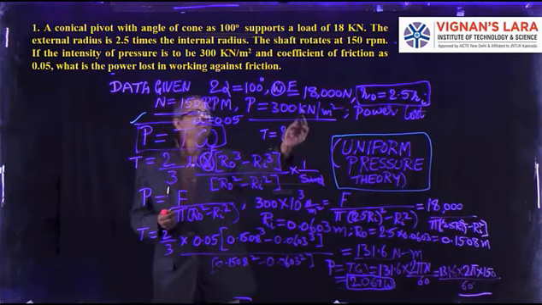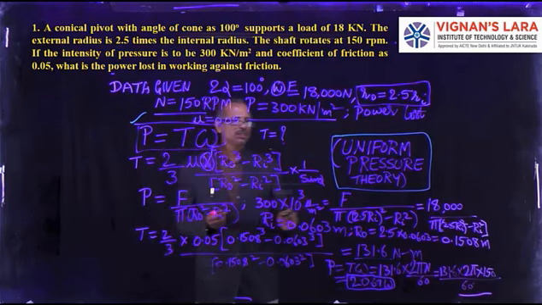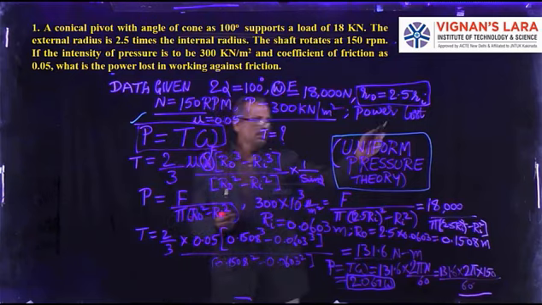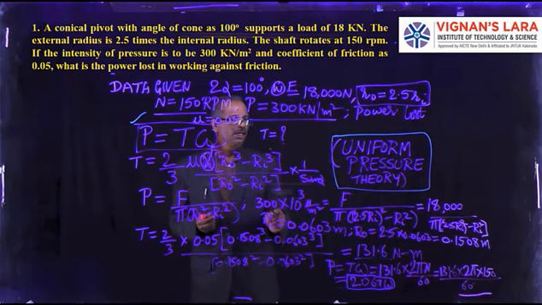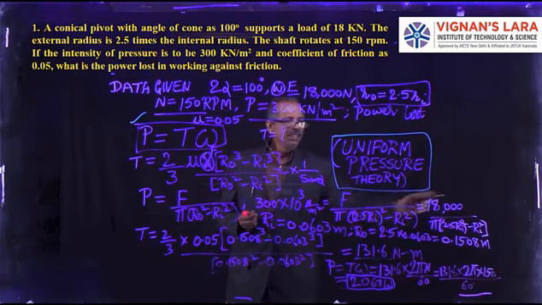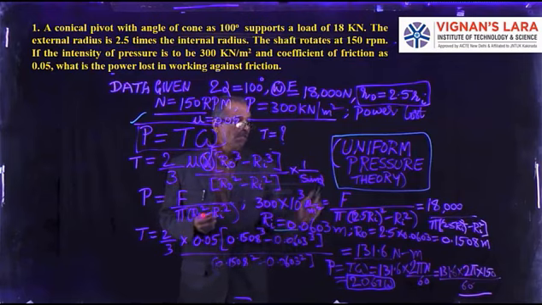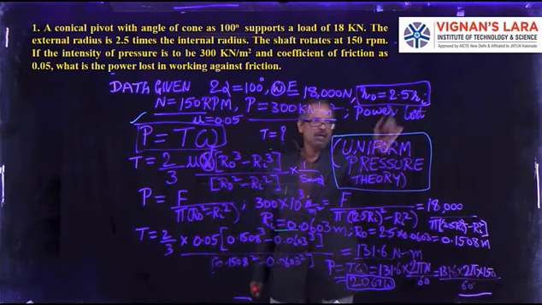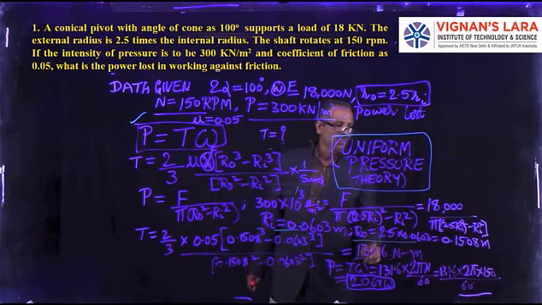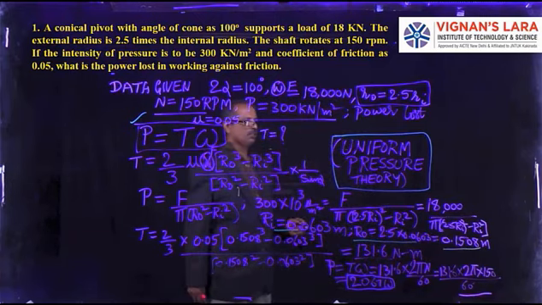I am given the P value 300 kilonewton, so 300 into 10 power 3 Newton per meter square, which is equal to, with R naught as 2.5 Ri, F value 18,000 over pi into 2.5 Ri square minus Ri square. By substituting and calculating, we get the value of Ri. I have not written the equation I am going to get, you solve. And with the relation between R0 and Ri, I get the R0 value, that is 2.5 times of Ri. I get this as 0.1508 meters.